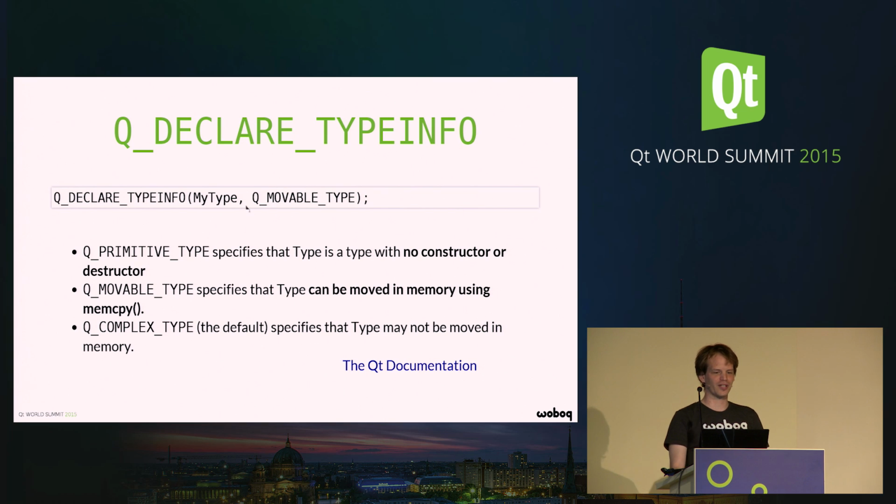You can declare your type with Q_DECLARE_TYPEINFO as a Q_MOVABLE_TYPE, and then when QVector is going to relocate, because you need to grow or insert in the middle, instead of calling the copy constructor and the destructor on all the old objects, it will just copy the bits in memory and be much faster. While std::vector can only do that if the type is trivial, which means that it does not have any constructor or destructor.